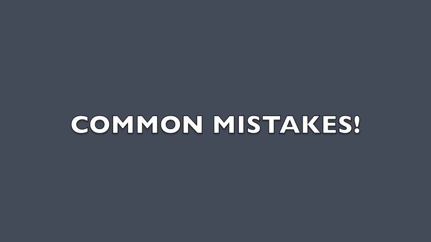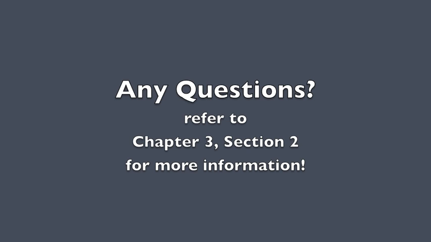So let's discuss some common mistakes. Basically, the biggest mistake people run into here is doing the math wrong. If you follow all the rules of math from what we've learned and how you solve for a variable, you'll be okay. So just be careful, watch what you're doing. You'll be all right. If you have any questions, you can definitely refer to Chapter 3, Section 2 in your book for more information.